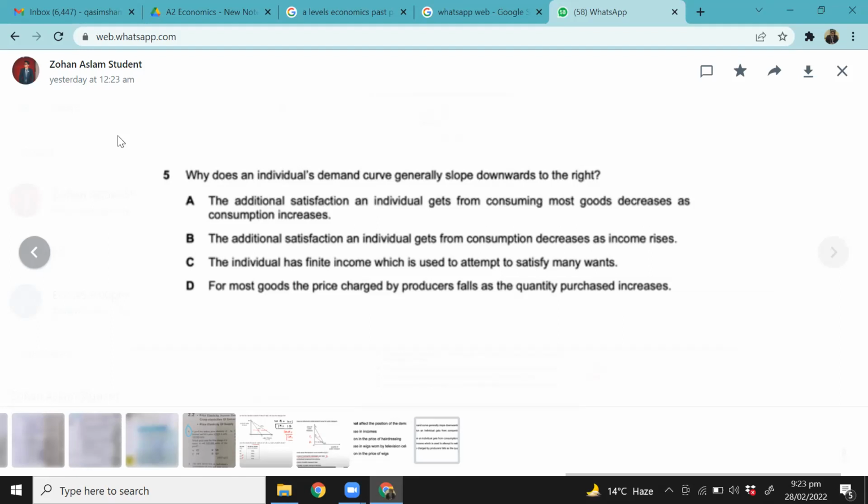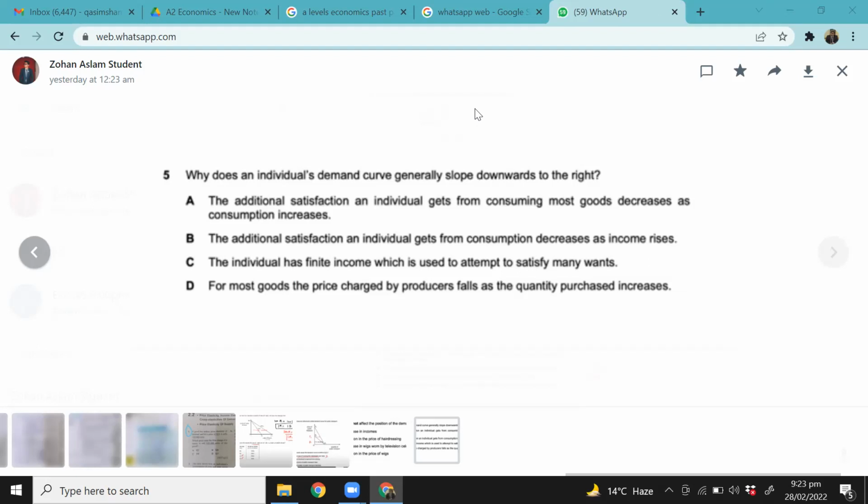Why is demand curve downward sloping? Think about this, students. What year is this from, Zohan? If you can recall, what year is this question from? Okay. So Khizr and Khadija, what do you think? YouTube. Okay, fine. No worries. If you don't know, no problem.